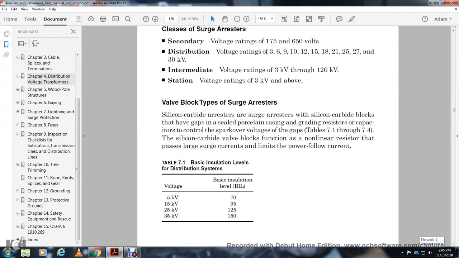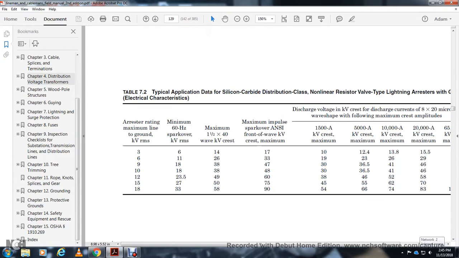Table 7-1 shows the basic insulation level of distribution voltages. For 5 kilovolts, the basic insulation level is 70; for 15 kilovolts, 95; for 25 kilovolts, 125; and for 34.5 kilovolts, 150.